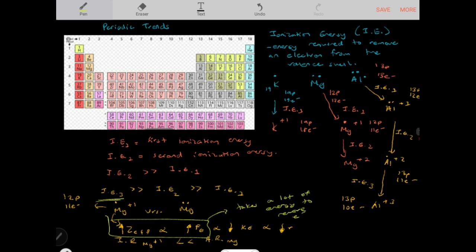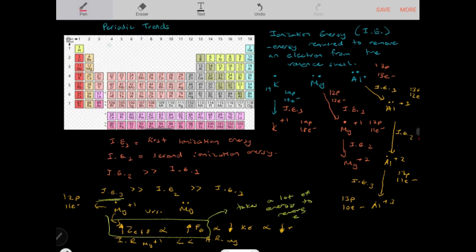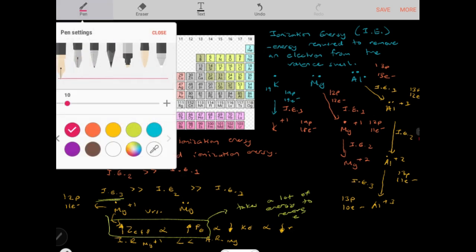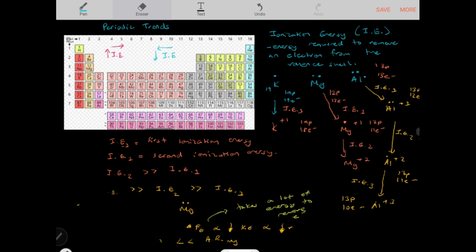And in this case, we want to understand the trend of ionization energy. Ionization energy increases to the right of a period and up a group, and ionization energy decreases down a group and to the left of a period, right? So if we wanted to quickly explain this, I'm just going to make some space here to explain this notion.